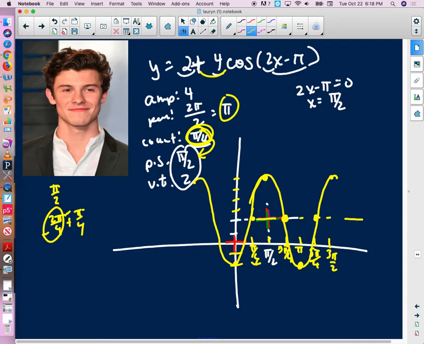Just for argument's sake, let's check what happens at 0, when x is 0. When x is 0, this is gone. Cosine of negative pi is -1. So you have 4 times -1. And 2 minus 4 gives you -2. So you can see that these really are a tricky way to get all of those points. All right, let's go quickly to number 3.